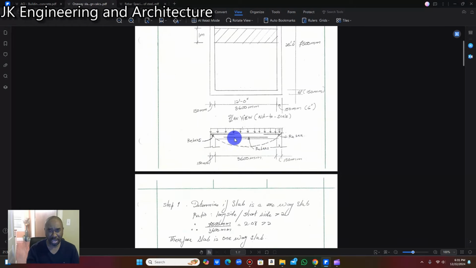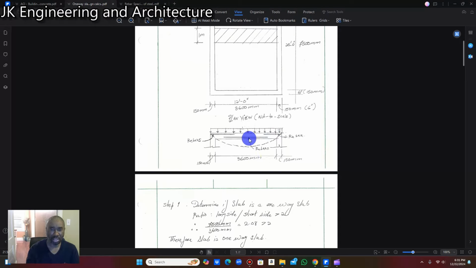We're going to design this bottom bar here for flexure or bending, and we're going to design these two top bars at the left and right at the upper column of the slab. We're going to design those rebars for cracking.